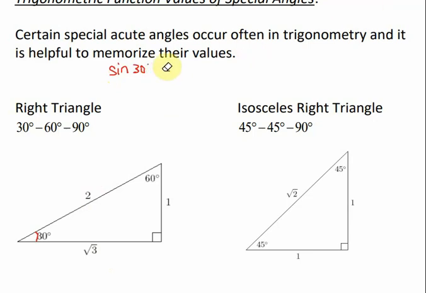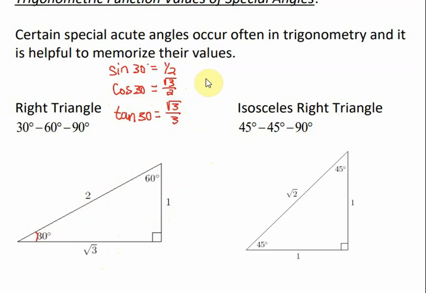Let's see, sine of 30 degrees would be 1/2. Cosine of 30 degrees, so cosine is adjacent over hypotenuse, which is the square root of 3 over 2. Tangent of 30 degrees is opposite over adjacent, which would be 1 over the square root of 3, which we would rationalize to be the square root of 3 over 3.